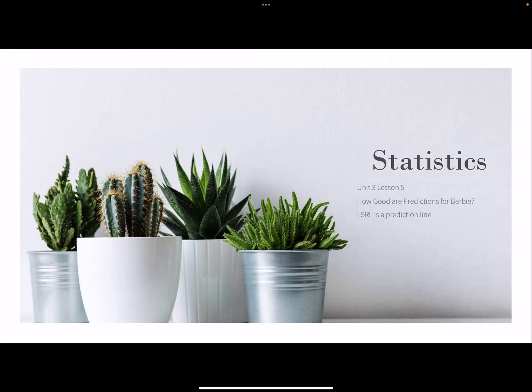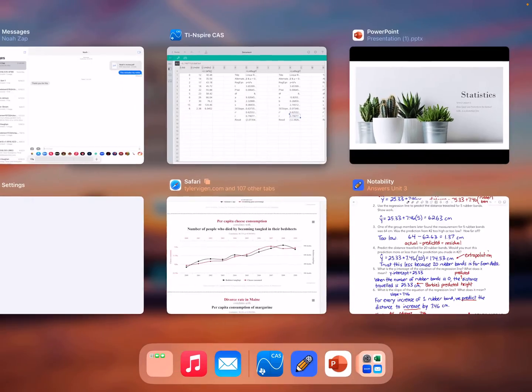How good are the predictions for Barbie? Today we're going to talk about the least squares regression line as a prediction line. It is a prediction line, and that's exactly what its function is, but we're going to talk about what it predicts.